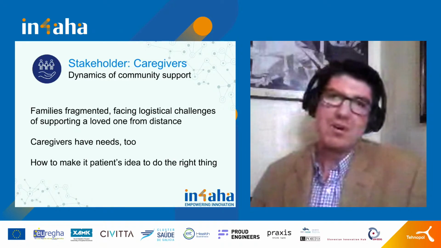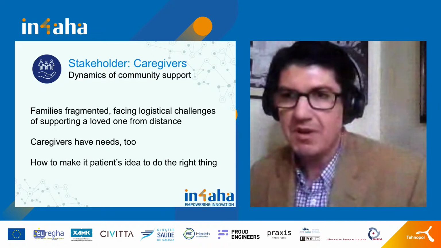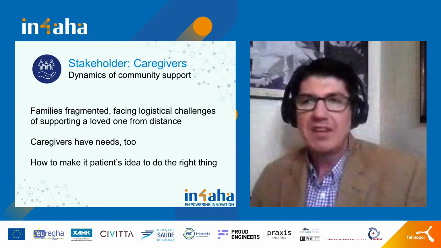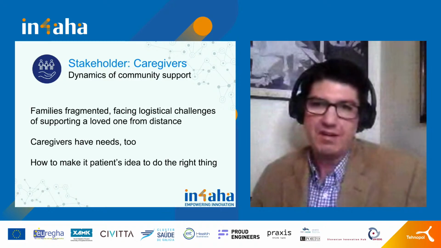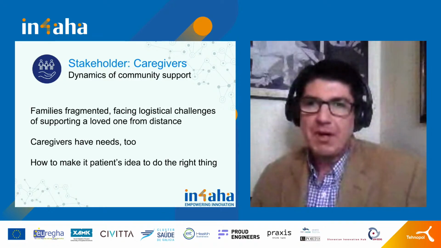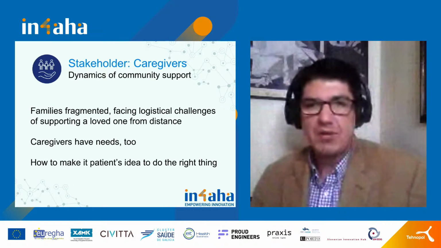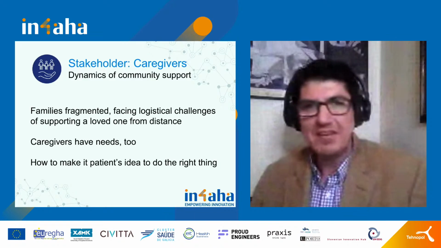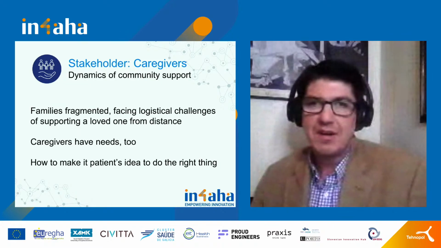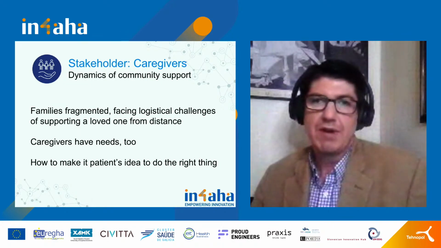Caregivers, as I've gone into before, is just understanding the dynamics of this community support. I said before, families are just fragmented. They're facing these logistical challenges of supporting a loved one from a distance. And people think about what it will take to take care of grandma. But what grandma cares about is her grandkids and her own kids. And so there's a dynamic there that must be played on, where you need to gain their trust and you need to make it their idea to do the right thing.